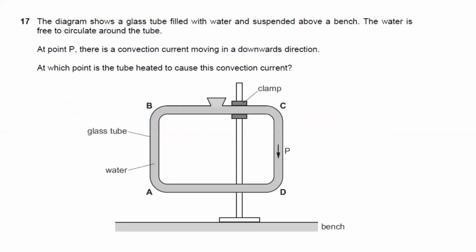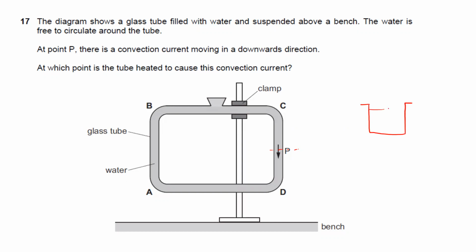Next question. It says the diagram shows a glass tube filled with water suspended above a bench. The water is free to circulate around the tube. At point P, there is a convection current moving in a downwards direction. At which point is the tube heated to cause this convection current? So remember, this is a glass tube, and this is water. We are heating it at a certain point, and that basically generates the current.